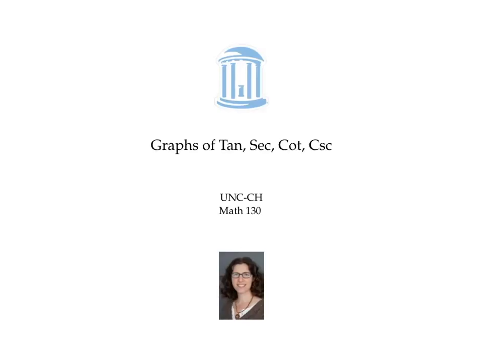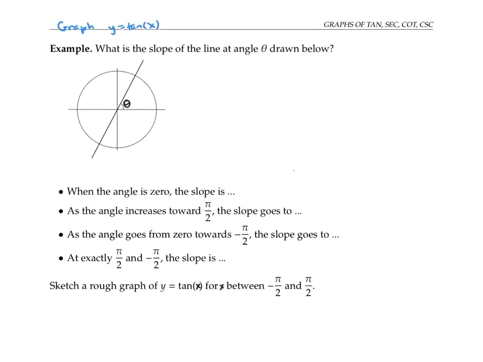This video is about graphing the trig functions tangent, secant, cotangent, and cosecant. To gain an intuition for the graph of y equals tangent of x, I think it's handy to look at the slope of a line at angle theta on the unit circle. The slope of this line is the rise over the run, but the rise is given by sine of theta, and the run is given by cosine of theta, so the slope is given by sine theta over cosine theta, which is simply tan of theta.